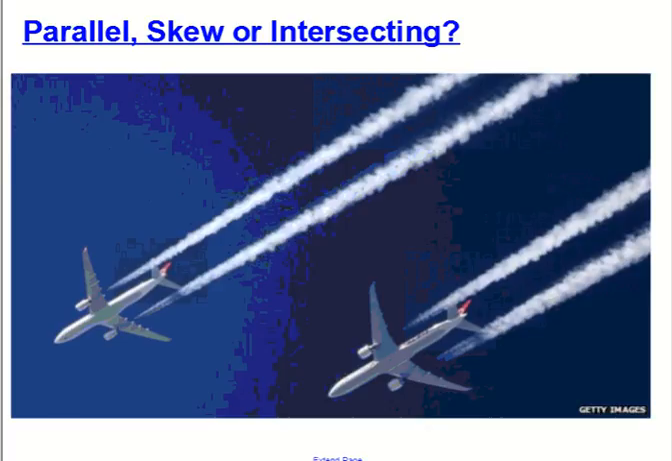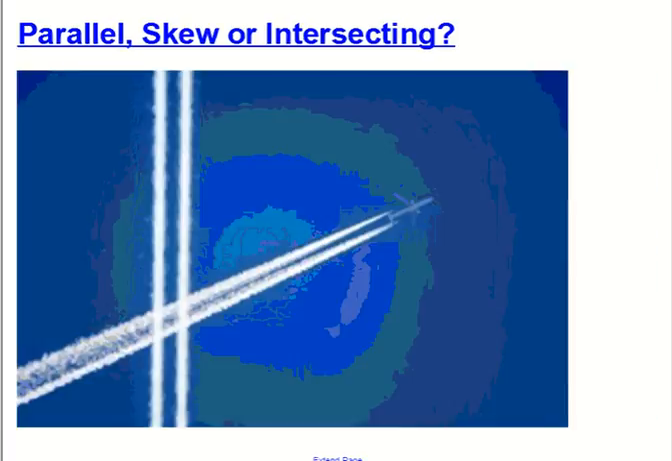Now, parallel, skew, or intersecting lines. Well, we've all seen vapor trails like this. Those are pretty much parallel, aren't they? But we've also looked up at the sky and seen vapor trails like this. And from below, they may look like they're intersecting. Of course, that's not ideal. That's why we have air traffic control. These are actually skew. They're going in different directions at different altitudes. They're not intersecting at all.